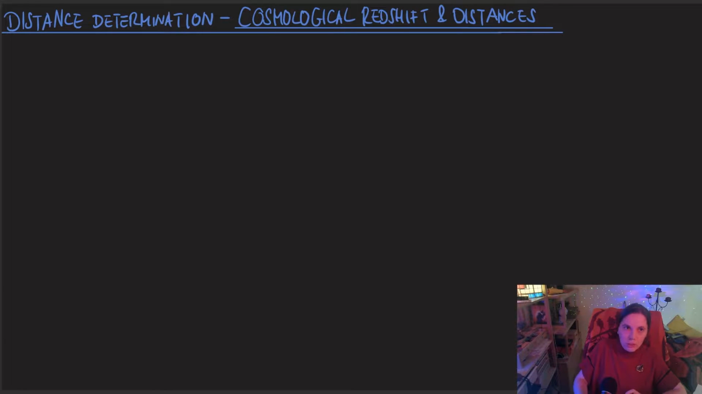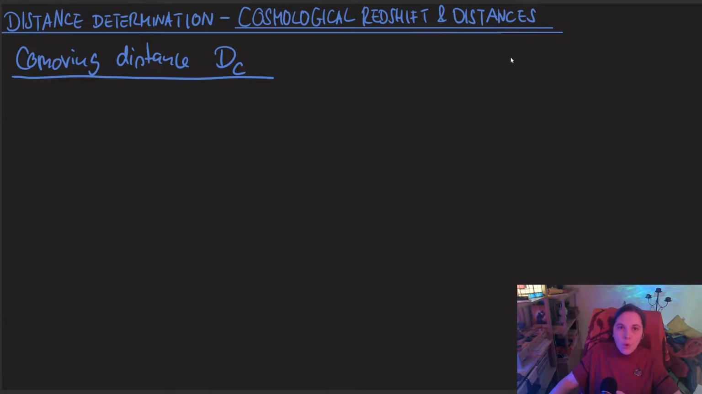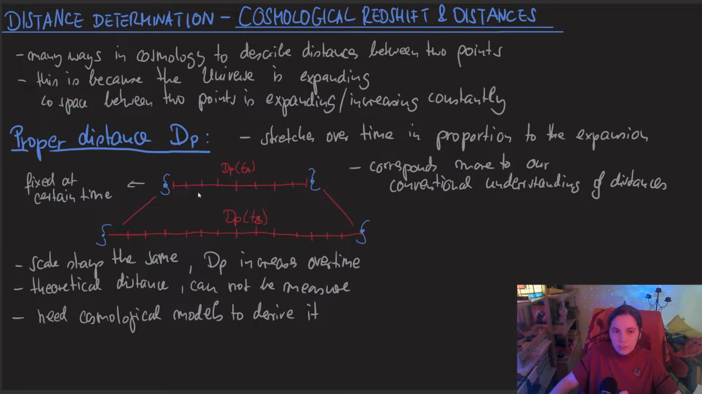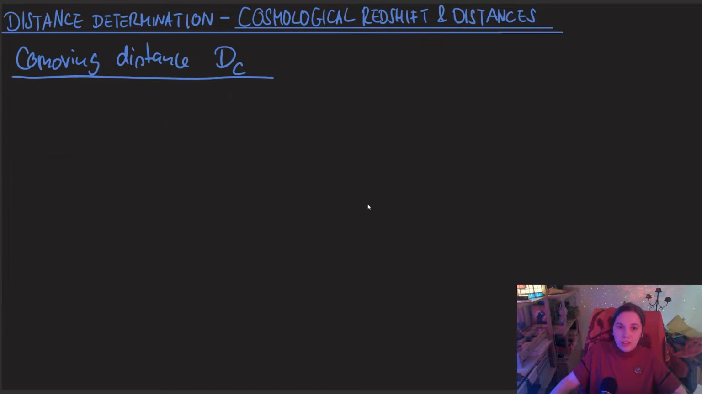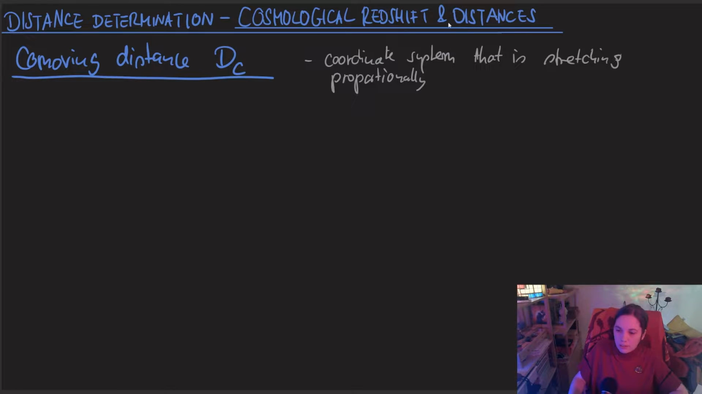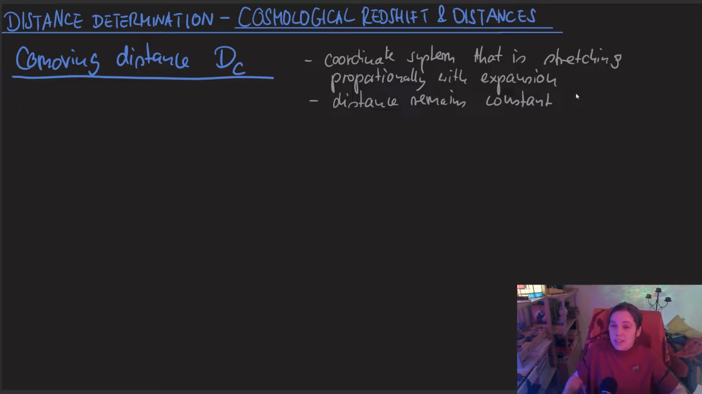And we go back to the topic of scale. The comoving distance we notate as d with a little c. With the proper distance, we saw the scale hasn't changed, right? And for the comoving distance, the scale is changing with the expansion. So we use a coordinate system that is stretching proportionally with the expansion. That means the distance remains constant over time, and therefore the scale is stretching, right? So the distance remains constant because the scale is stretching.